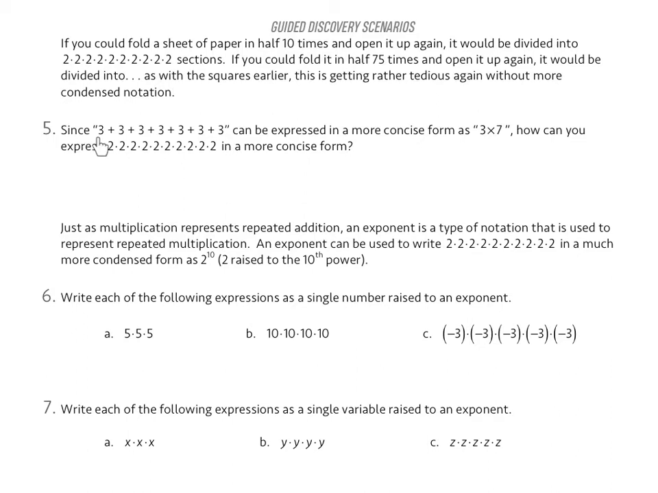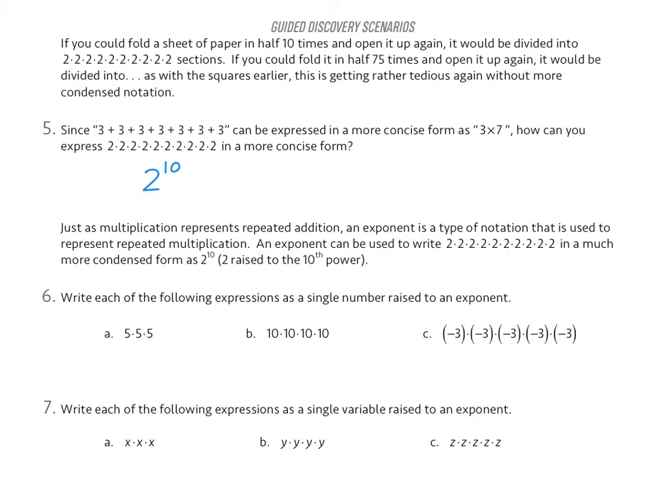Number 5. Since 3 plus 3 plus 3 plus 3 plus 3 plus 3 plus 3 can be expressed in a more concise form as 3 times 7, how can you express all of these 2's in a more concise form? That is 10 2's, so we can write 2 to the 10th. Just as multiplication represents repeated addition, an exponent is a type of notation that is used to represent repeated multiplication. An exponent can be used to write all of these 2's in a much more condensed form as 2 to the 10th, or 2 raised to the 10th power.